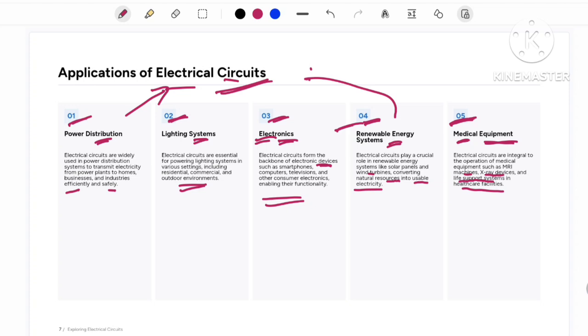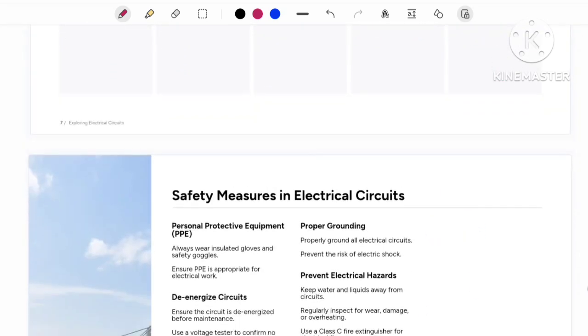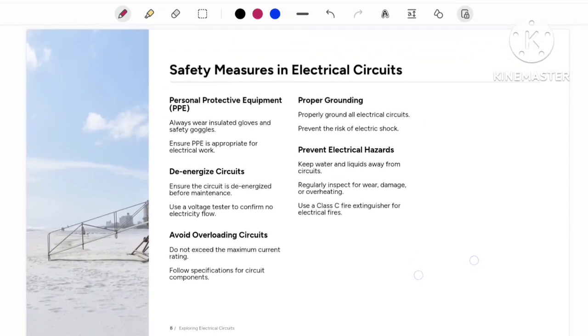So move on to slide number 8. Safety measures in electrical circuits, right? What are the safety measures involved in electrical circuits? This is important in the field of electrical engineering, right? The first one, personal protective equipment (PPE), and second one, de-energizing the circuit, avoid overloading the circuit, proper grounding, and prevent electrical hazards.